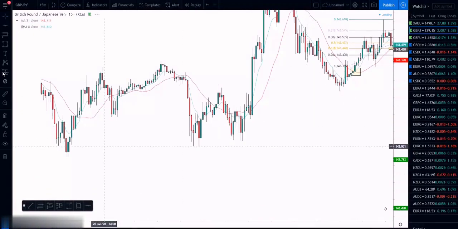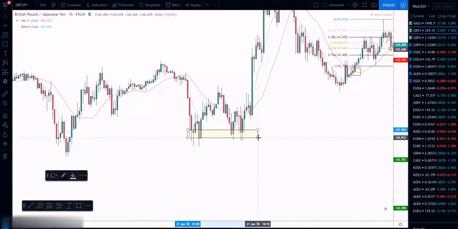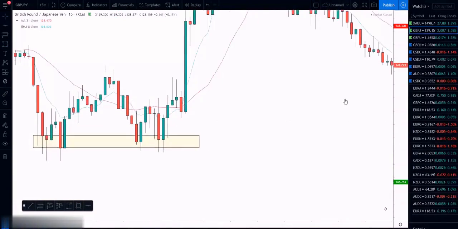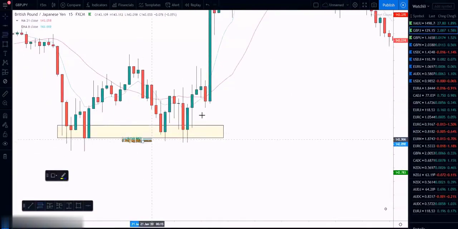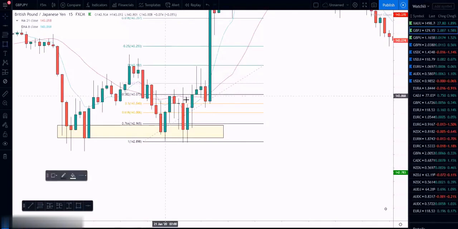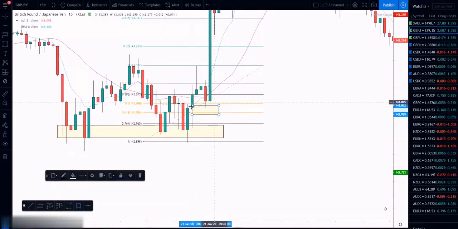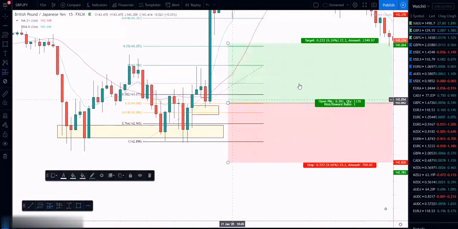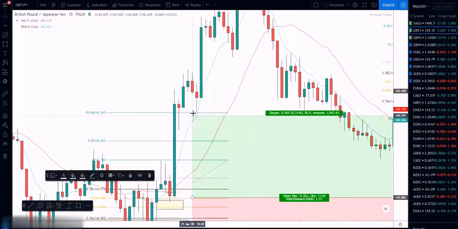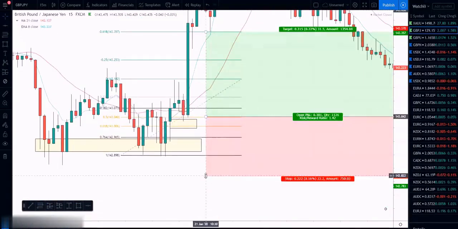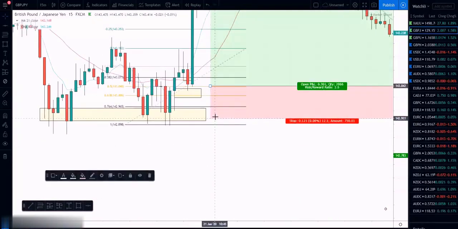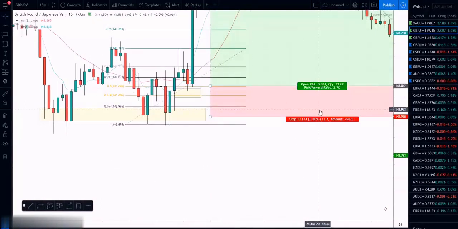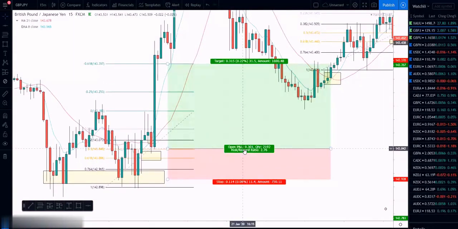Forex really is that simple. Support. Look at this push. Look at the rejection here. Look at the crossover right there. You could have gone long right there. Final take profit targeted 31 pips. Stop loss below the 764. 11 pip stop loss for a 31 pip gain. Get real.